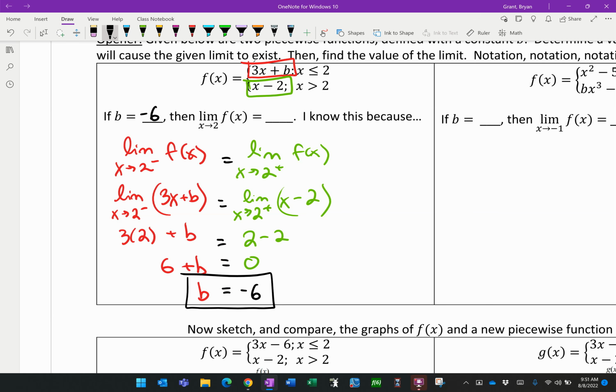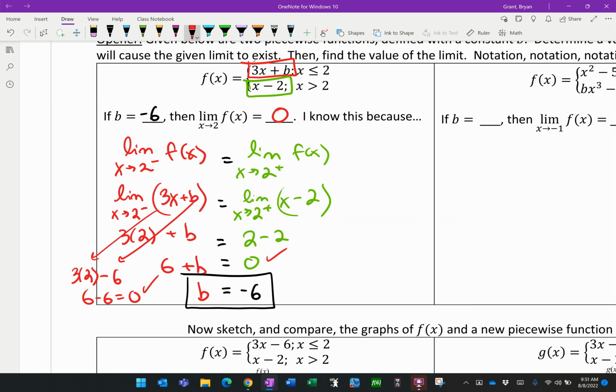So if b equals -6, then what is the overall limit? Well, if b equals -6, then the left and right side limit should be exactly the same. The right side was 0, which means the left side better be 0. And I'll just check that really quickly off on the side, right? If I was doing 3 times 2, and then we said b was -6, 6 minus 6, I think that is 0. The left side 0, the right side 0, therefore the overall limit is 0.